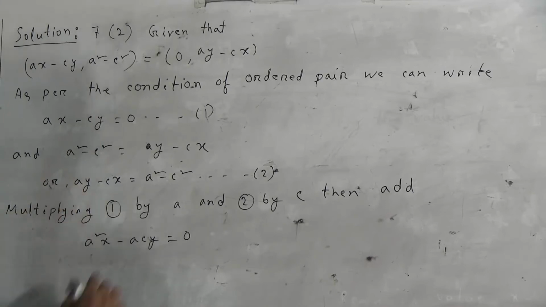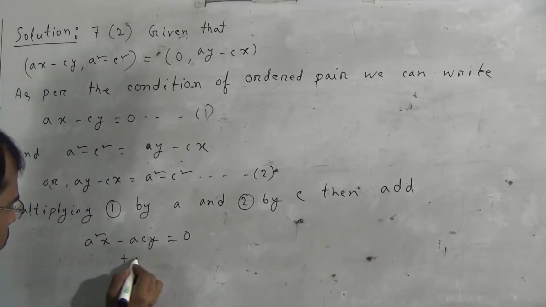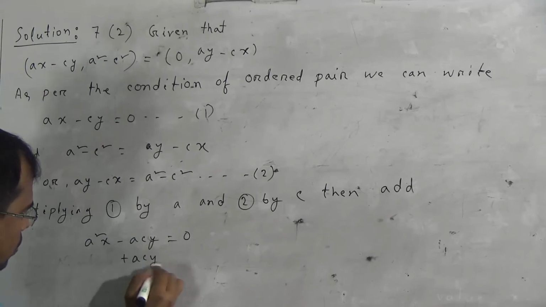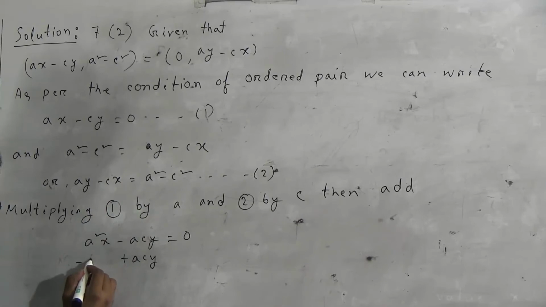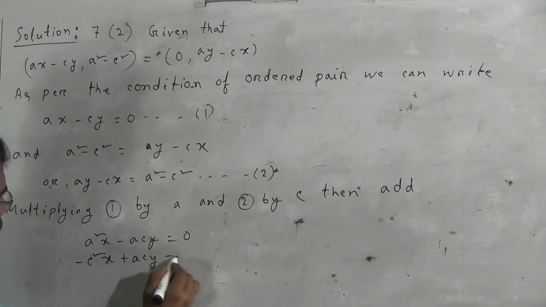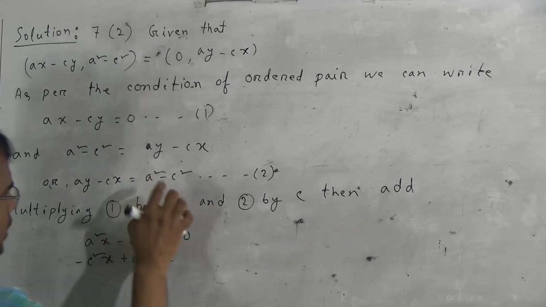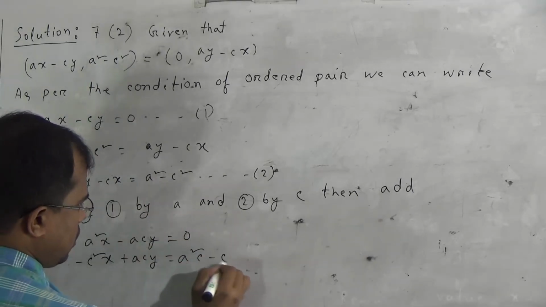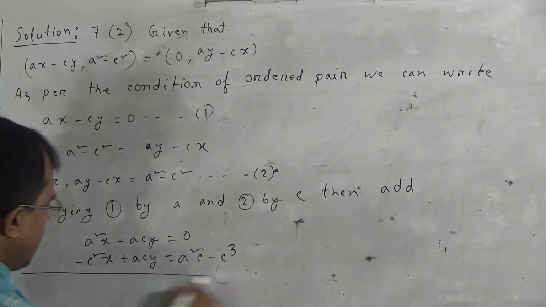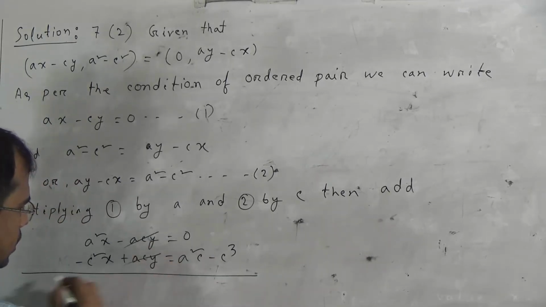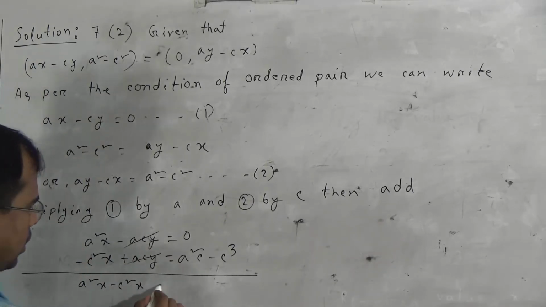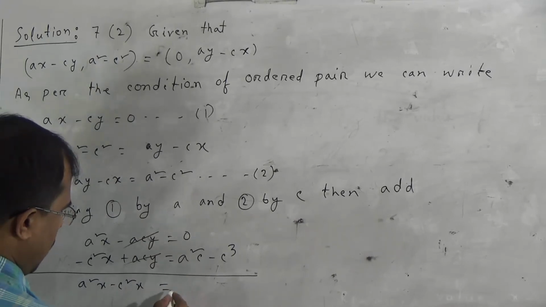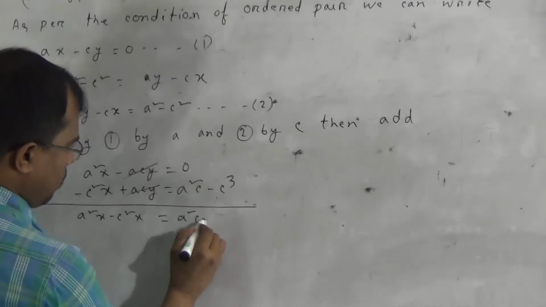We will write this acy under this acy. Plus acy. And if we multiply this by c, then it will be minus c square x. This is equal to a square c minus c cube. Now if we add, then this acy and this acy you can cut. Now a square x minus c square x equal to a square c minus c cube.